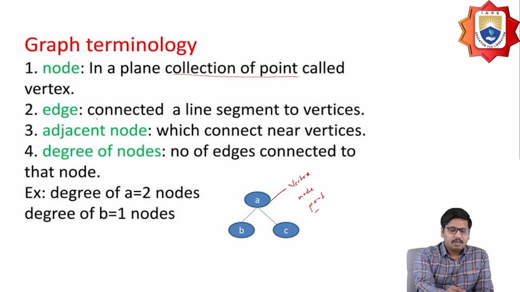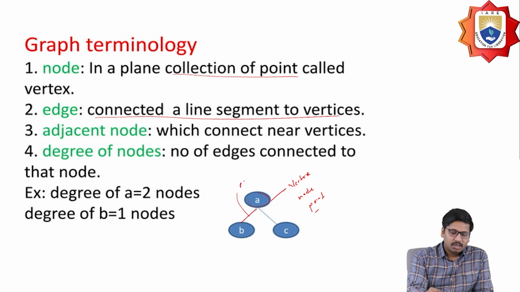An edge is nothing but a line segment between two vertices. So the line which joins the two vertices is called an edge. Otherwise this is normally a line segment here. An adjacent node means a node which is connected to a nearby vertex. So A and C are adjacent, B and A are also adjacent.